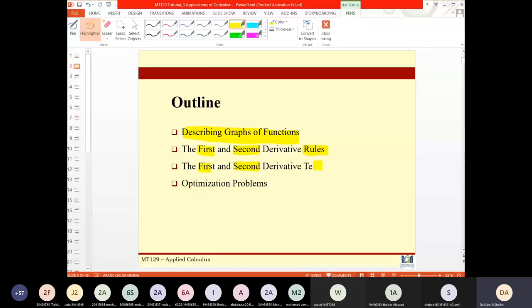So راح يكون عندنا first and second derivative rule, first and second derivative test, and last we will talk about the optimization problem. I'm hoping to finish this and this and this today, inshallah, and the optimization problem, I'm going to leave it for the next time.